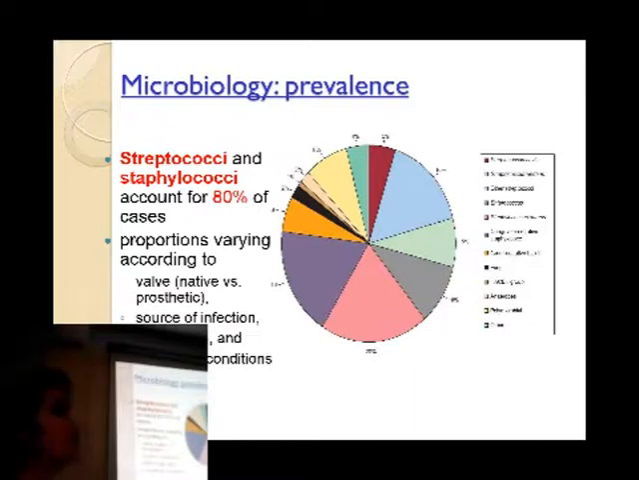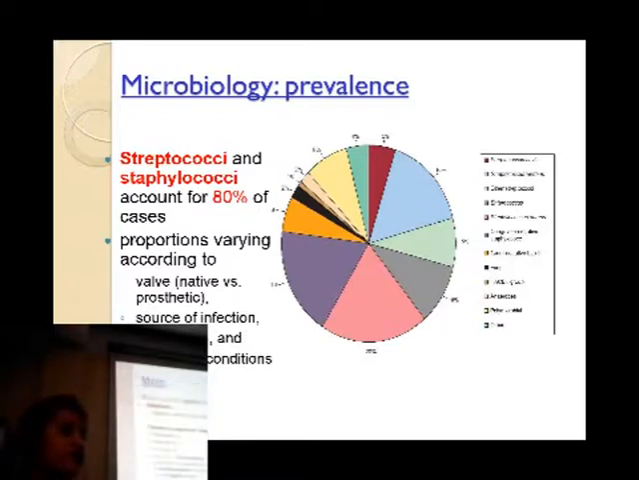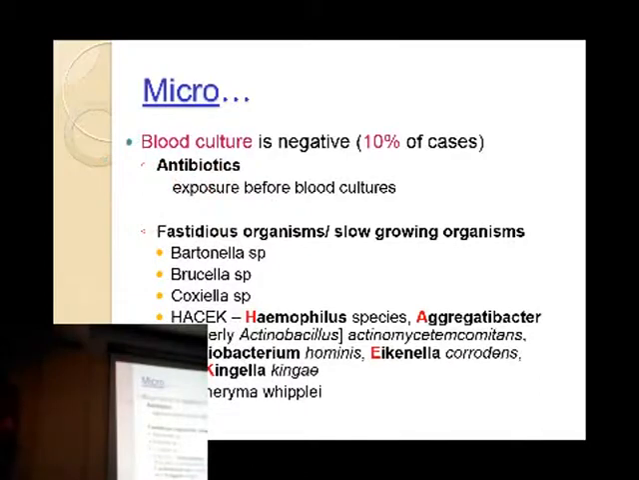Then with coexisting conditions such as gut malignancy, Enterococcus bovis is the most likely organism. So organism prevalence also varies according to individuals' coexisting comorbidities. These points have to be considered when you are dealing with a patient suspected of infective endocarditis. Further about the microbiology: we talk about 80% responsibility of staphylococci and streptococci. However, about 10% will become blood culture negative.